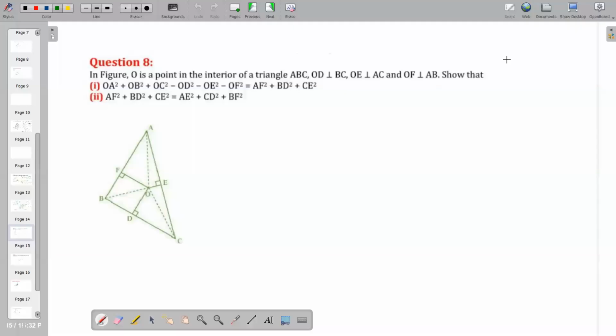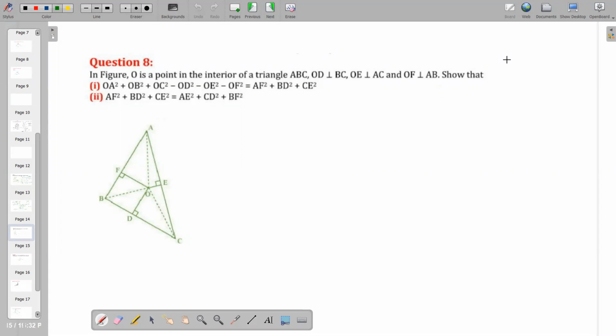To use Pythagoras theorem here. So let us do that one. What's given here is a right triangle. It is given, correct? Triangle, right angle at B. Correct? That is given.